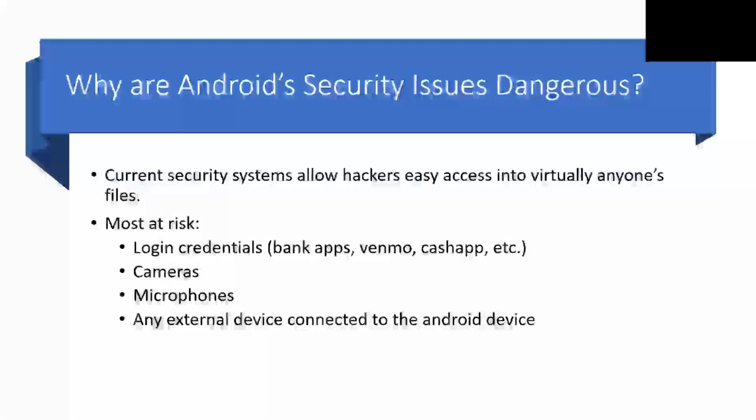So to begin, we're going to talk about why the security issues are dangerous in the first place. The current security systems allow hackers easy access into virtually anyone's files, and the things most at risk are login credentials, specifically for bank apps or apps like Venmo and Cash App, where you have a lot of important information stored. Cameras on any Android device, microphones on any Android device, and any external device connected to any Android device are at risk. So a lot of people could be affected by this.